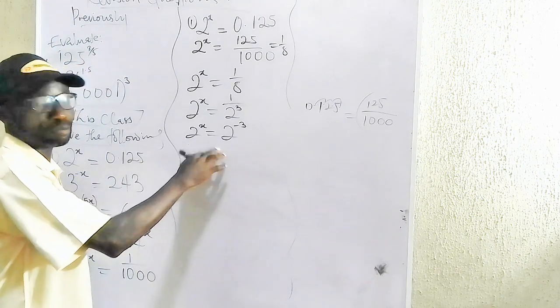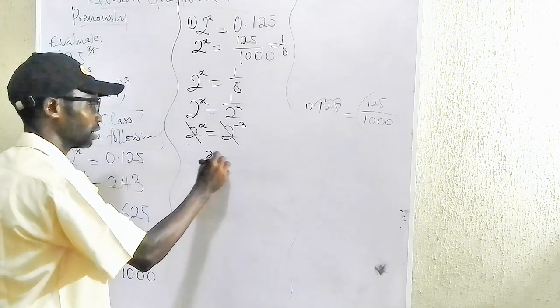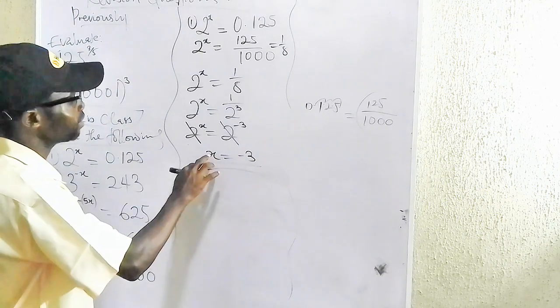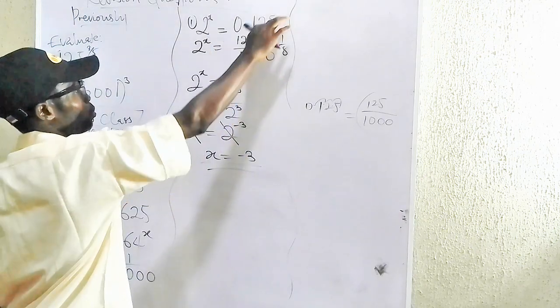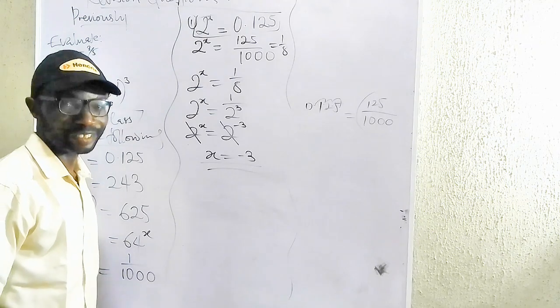So what do we do from here? The two bases are the same. So this will cancel out. What remains? x is equal to minus 3. In other words, when the value of x is equal to minus 3, this is correct. Thank you.